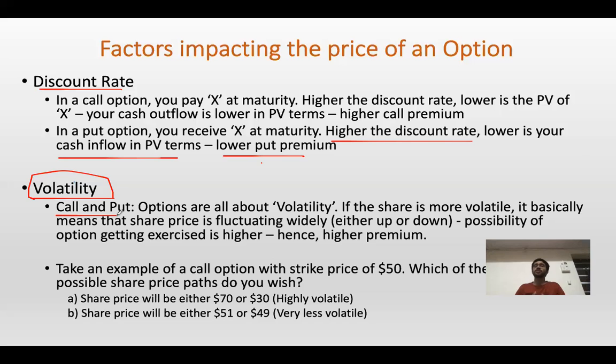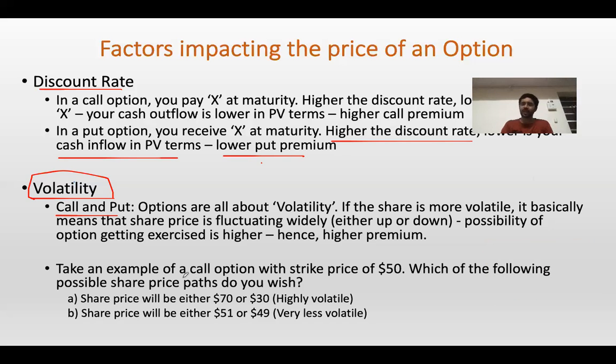If the stock price is more volatile, the possibility of the stock price breaking the strike price is actually higher, if you're able to feel it. The possibility of the option getting exercised is higher if it is a volatile stock, and hence it demands a higher premium. Let's take an example.